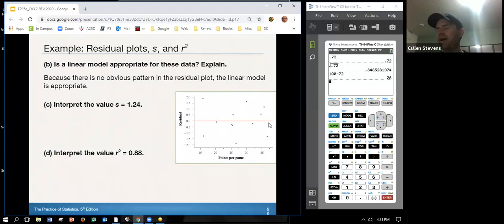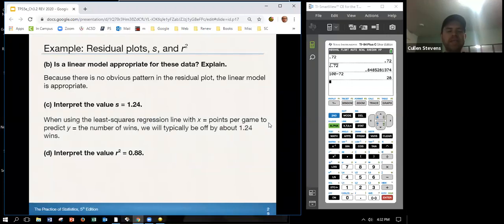Let's interpret the value S equal to 1.24. Do you remember what S is? All right, I'm going to give you a pause. Think about this yourself. Pause the video and answer this before I show you the answer. All right, don't just wait. Hopefully you've tried this yourself. Think about what it is. Okay, here we go.